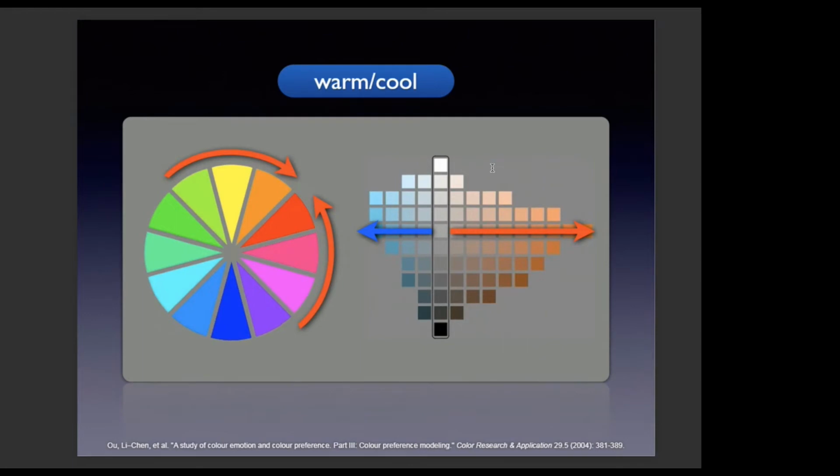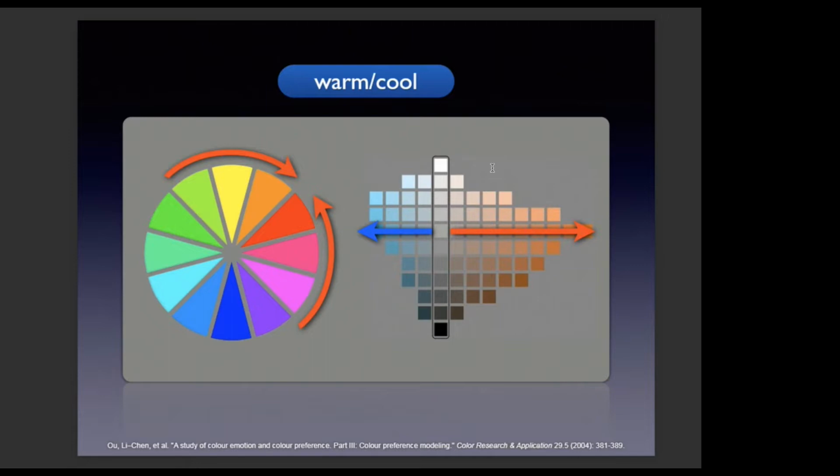So I can illustrate that idea of warm-cool using this slide. On the left-hand side, you can see a hue circle, and the warmest hue is actually a reddish orange. And any hue that's similar to that hue angle will feel warm as well.